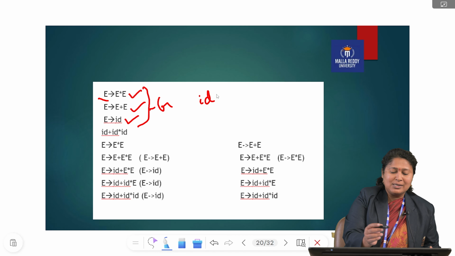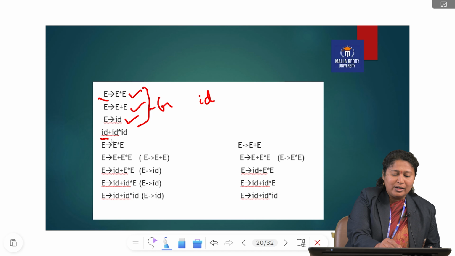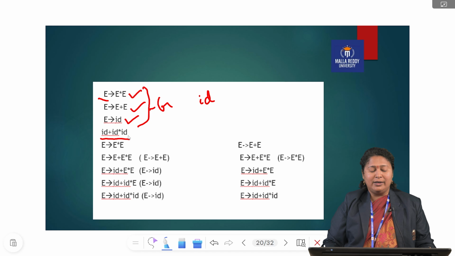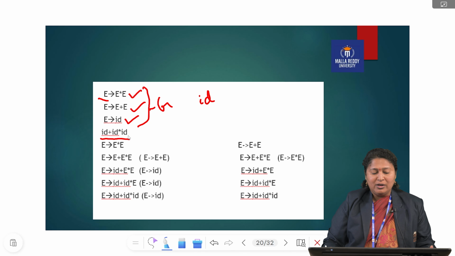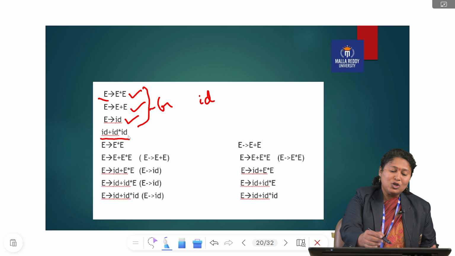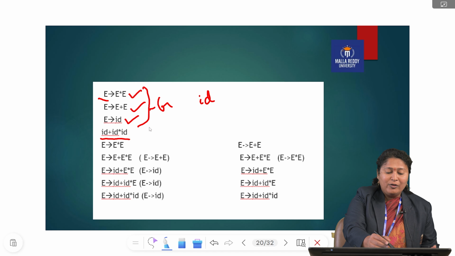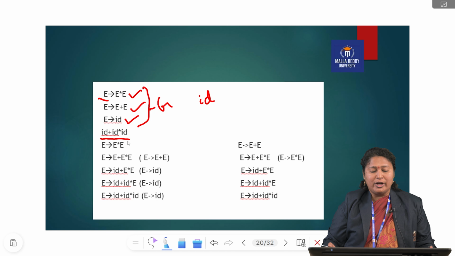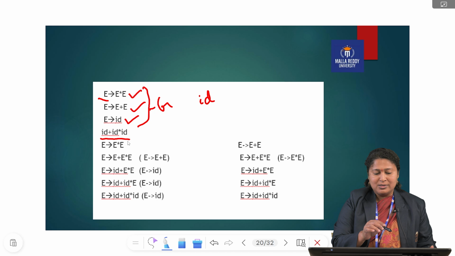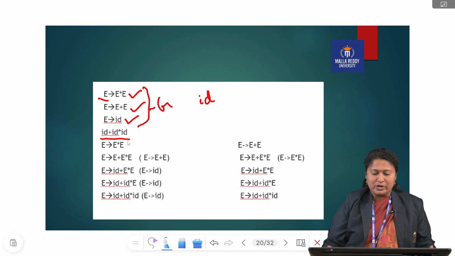Now, based on this grammar, they have given a string: ID plus ID cross ID. Now, this is the input string. We should check whether this input string is correct or not, whether it is according to syntax rules or not. How will it check? Based on this grammar, if we are able to produce this input string, then it will say that yes, it is the correct representation of the input string. Otherwise, it gives us an error.